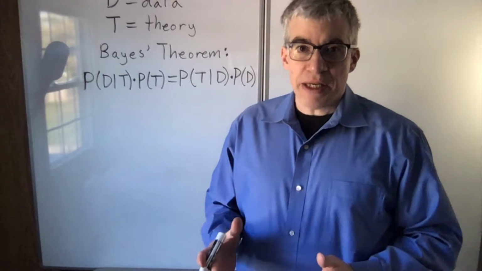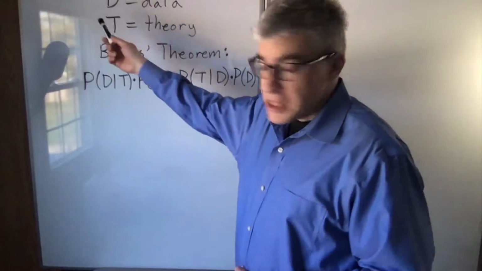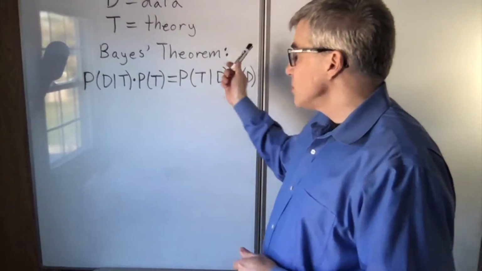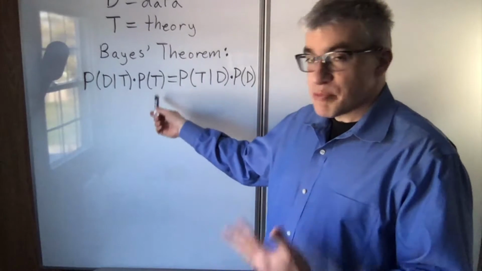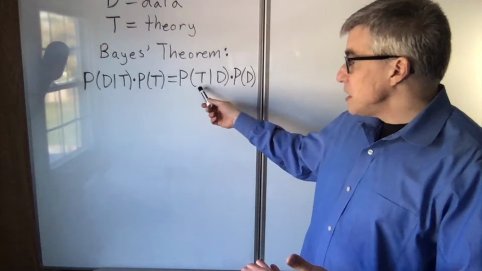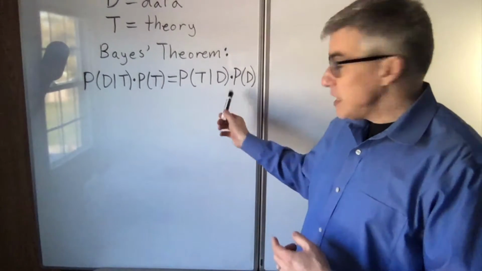Here's the main idea for Bayesian statistics. So you have data, which I call D, and some theory that I call T. Bayes' theorem says the probability of getting the data given the theory times the probability of the theory being correct is equal to the probability of the theory being correct given the data times the probability of the data.